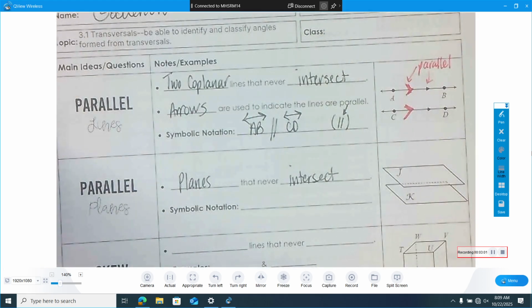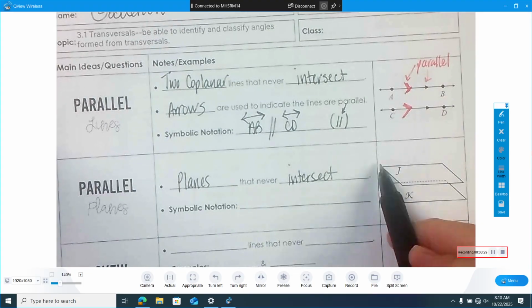Do we have planes in this room that never intersect? That are parallel planes? Yeah, like what? The floor and the ceiling, yeah. The floor and the ceiling are two parallel planes that never intersect. And of course, we can go a little further than that. We've got the front wall and the back wall, right? Parallel planes that never intersect. So we live within parallel planes. Our rooms all have sets of parallel planes.